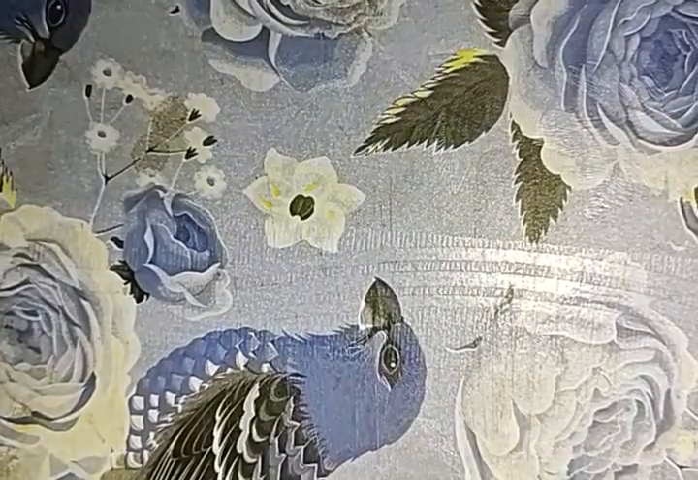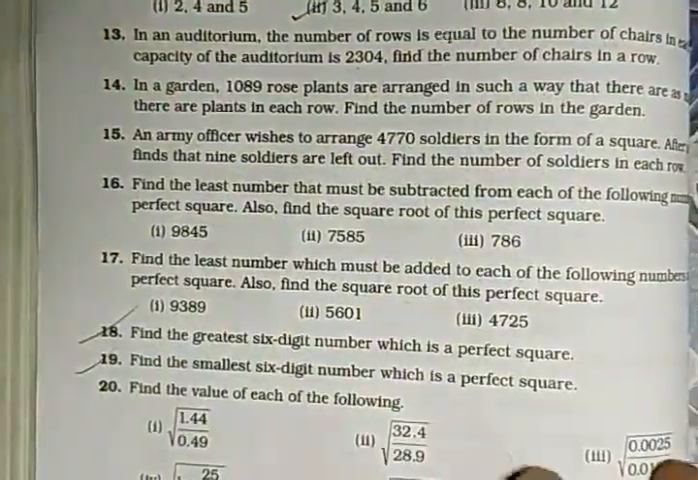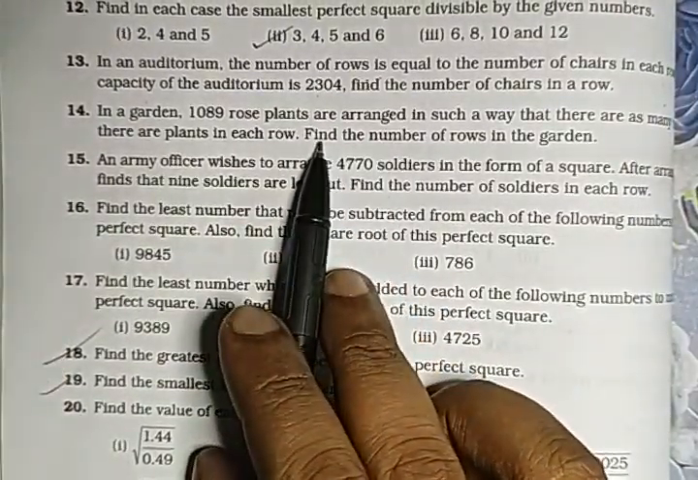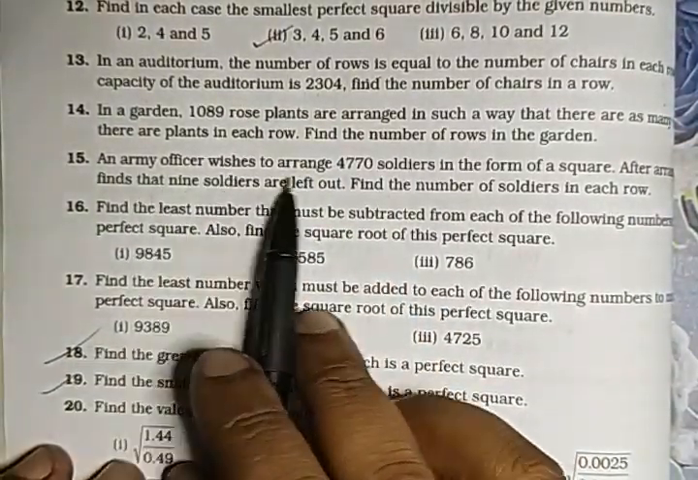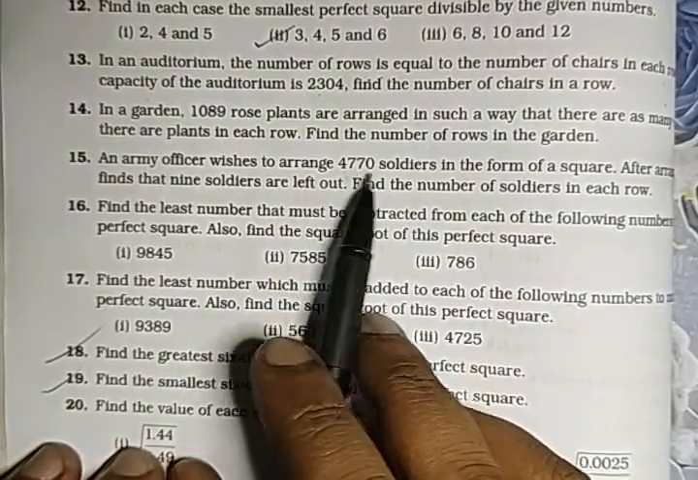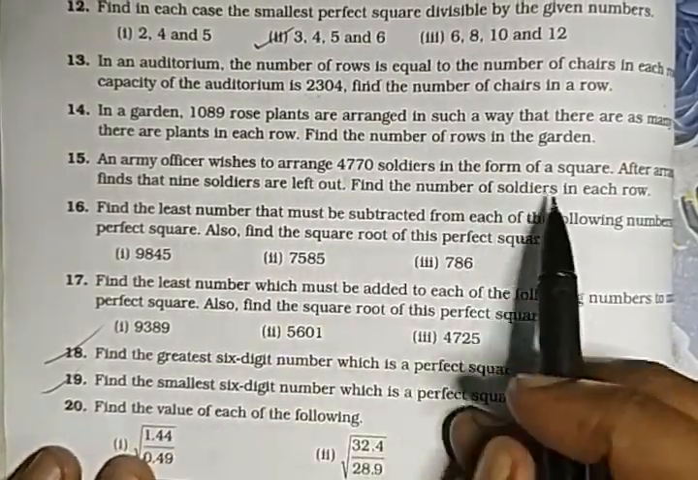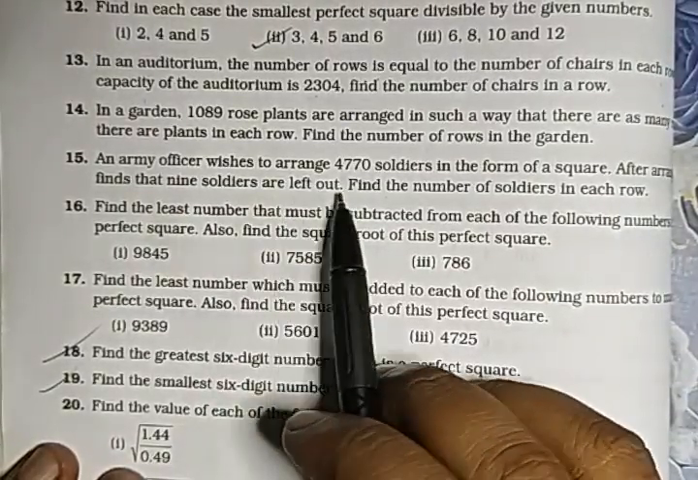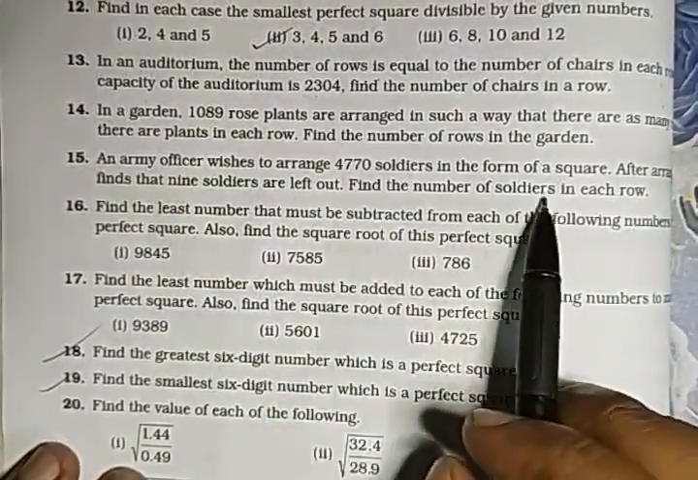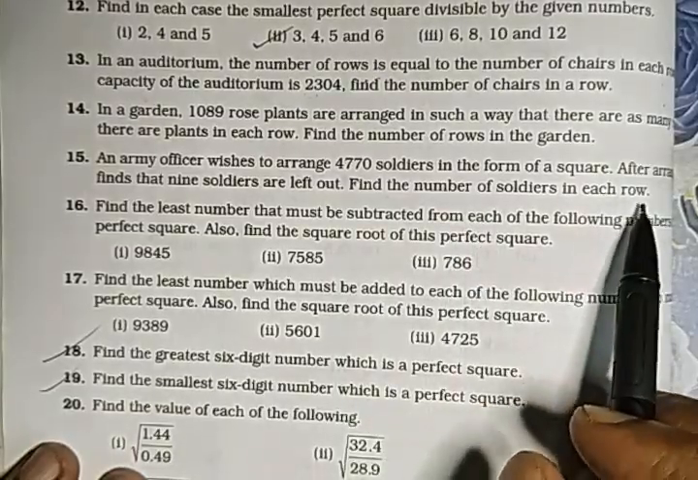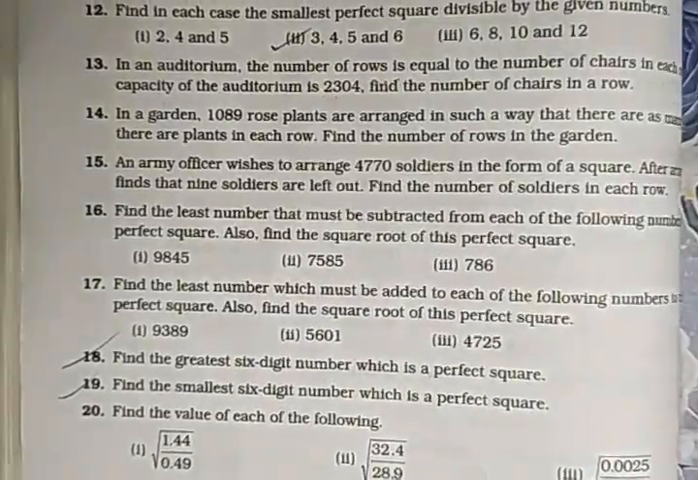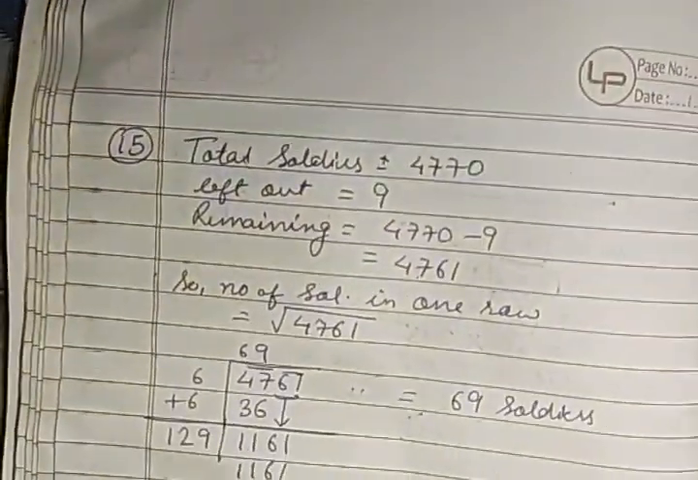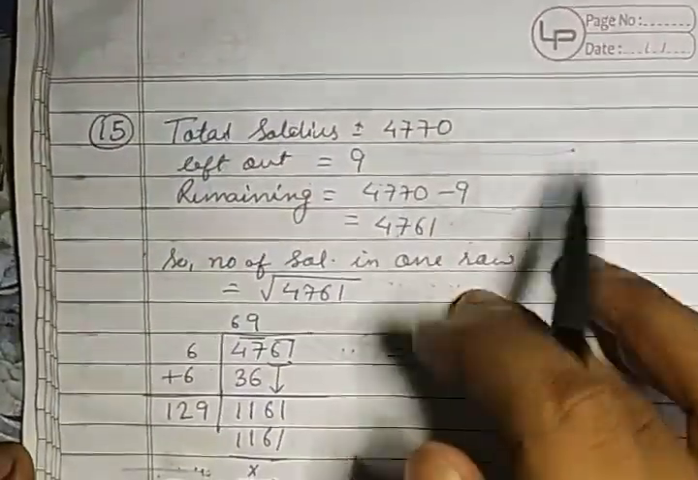Next, let us see question number 15. Why number 15? Because number 14 is the same as number 13. An army officer wishes to arrange 4770 soldiers in the form of a square. But after arranging, he finds that 9 soldiers are still remaining. So you have to find out the number of soldiers in each row. So we have done it like this, as you can see over here.